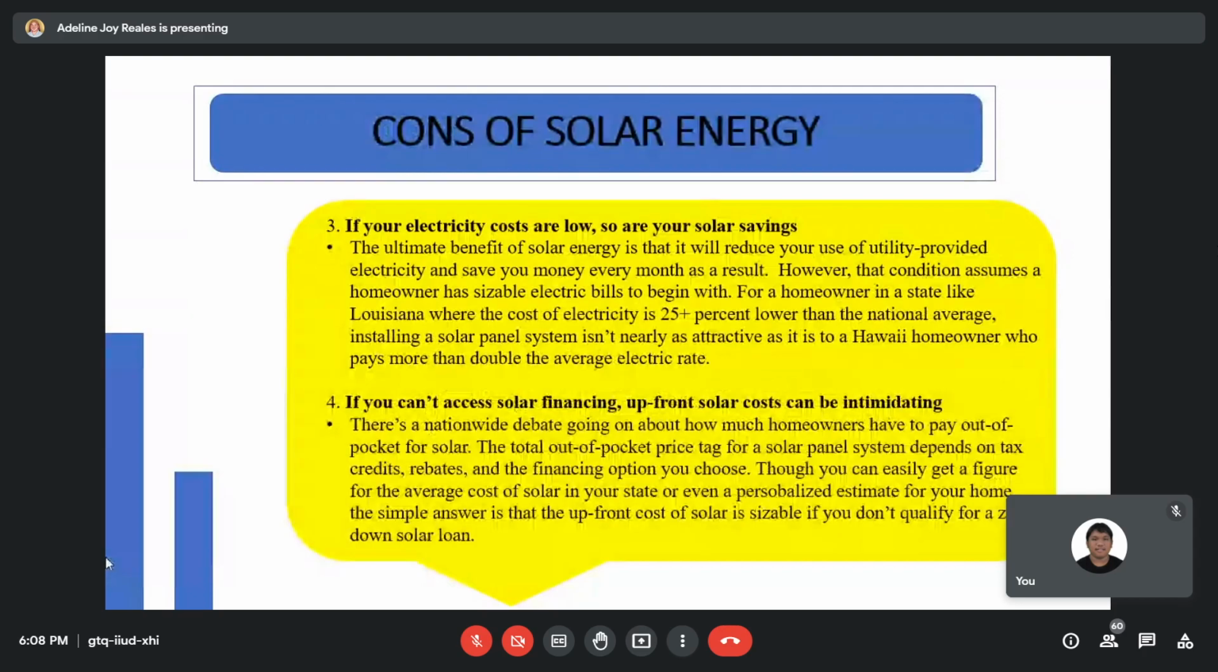If you can't access solar financing, upfront solar costs can be intimidating. There's a nationwide debate going on about how much homeowners have to pay out of pocket for solar. The total out-of-pocket price tag for a solar panel system depends on tax credits, rebates, and financing options you choose. Though you can easily get a figure for the average cost of solar in your state or even a personalized estimate for your home, the simple answer is that the upfront cost of solar is sizable if you don't qualify for a zero-down solar loan.